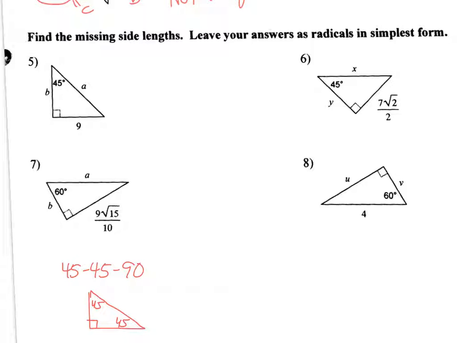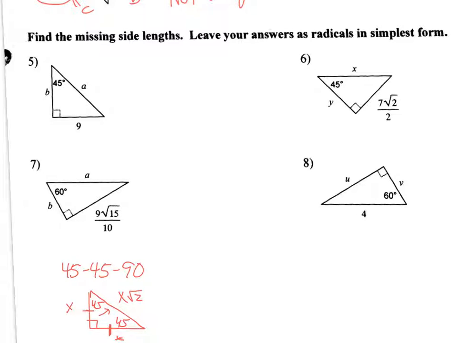Isosceles means two sides are the same. So in this case, the two legs are both equal. Let's say, for instance, that's x. Then that means this one's x also. Well, then the hypotenuse is the longest side, so it's got to be something bigger than x. The rule here is you multiply by square root of 2, and that's how you get the bigger side.